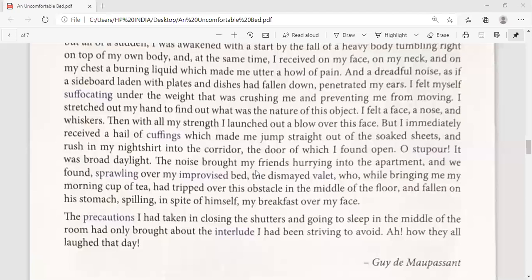Okay, so, but I immediately received a hail of cuffings. So, when the narrator's servant fell on him and he launched a blow over his face, what did the servant do? He also gave him some blows back. Not like servants in India, where if we give a slap, he just sits down. No, no. There, he also gave him a blow.